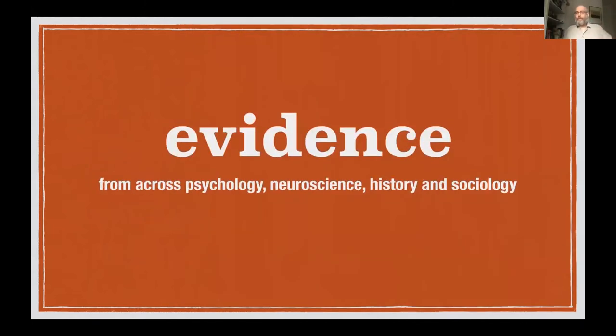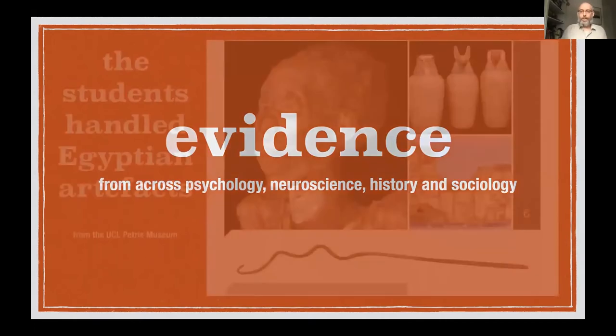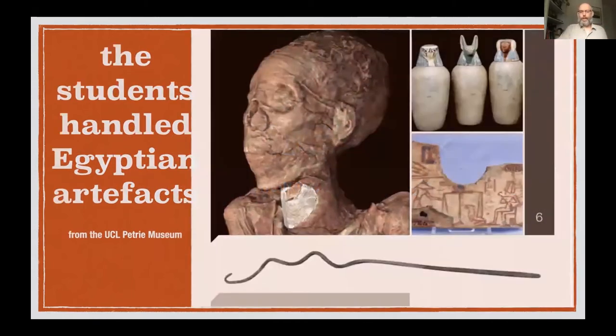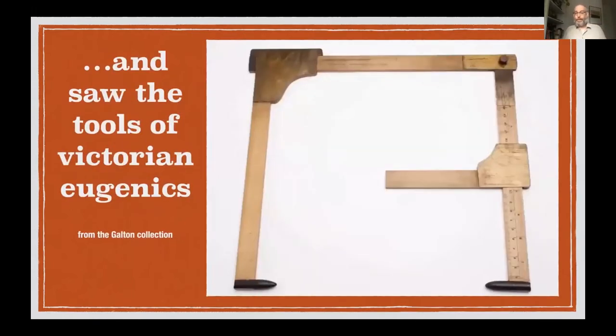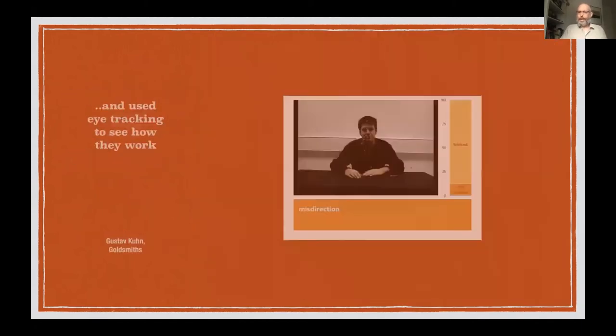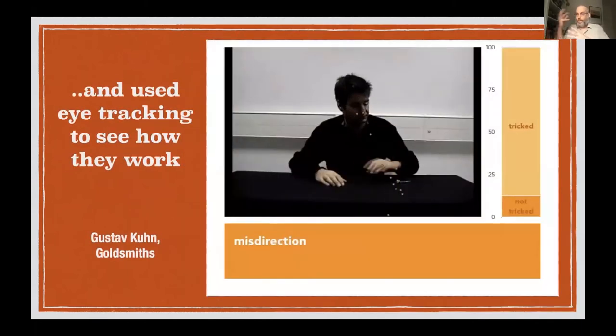What do we mean by evidence? Well, again, we tried to go across psychology. So we would get some artifacts from the Petrie Museum to look at how ancient Egyptian people thought about the brain. We would look at Francis Galton's racist head spanners used to argue for differences between races. We would get a magician in and then we'd use eye tracking to see how he does sleight of hand.